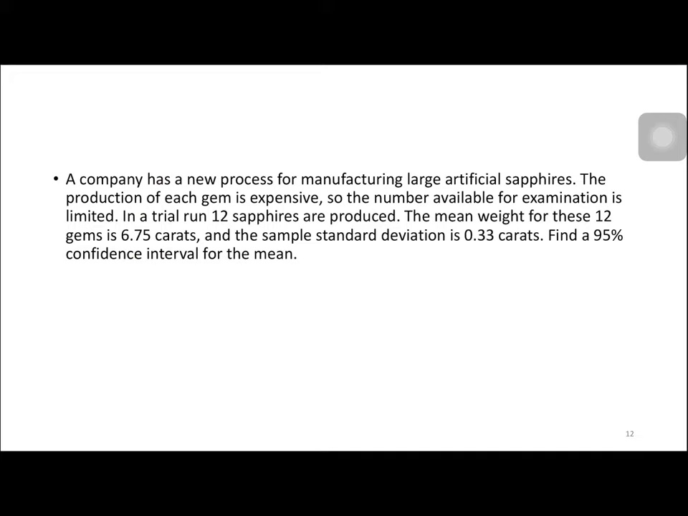Okay, so for this one, we have here our E is equal to, instead of using ZC, we will be using TC. Again, please remember, we have a certain degree of freedom here. We have TC times S over square root of N. The mean for these 12 gems is 6.75. Our N is 12. Our standard deviation is 0.33. So for the TC, our N is 12, so for the degrees of freedom, we have N minus 1, 12 minus 1 is equal to 11. So let us find our TC using 11.